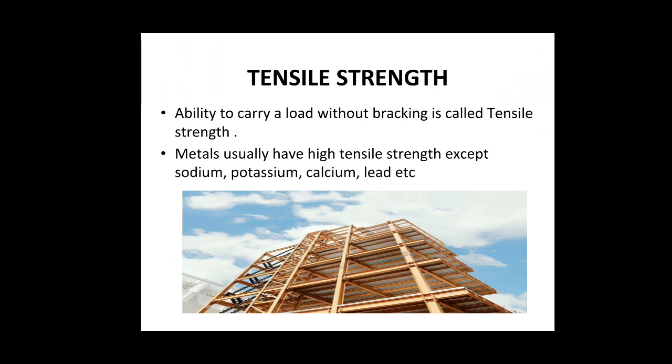Sodium, potassium, calcium and lead have a low tensile strength; these are the weak metals. Otherwise, iron, copper and steel have a high tensile strength. Therefore, these metals are used for making bridges, tunnels, railway engines and wires, because they are able to carry a high load. For making vehicles and trucks, we use metal because they are able to carry a load without breaking.